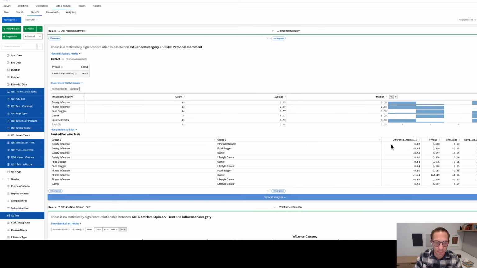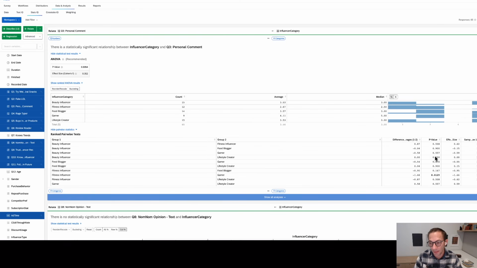So we look down here. This is beauty and food blogger. That p-value is 0.9, okay? 90% likelihood that that is due to chance. So we're looking here at the difference between 3.53 and the food blogger is 3.57, okay? Completely makes sense. And same here with lifestyle creator, all right? So we really can't rely on those.